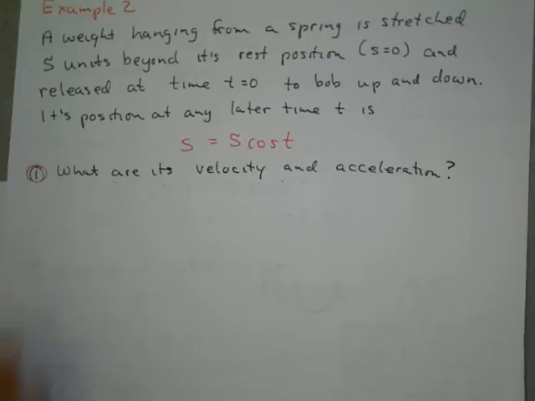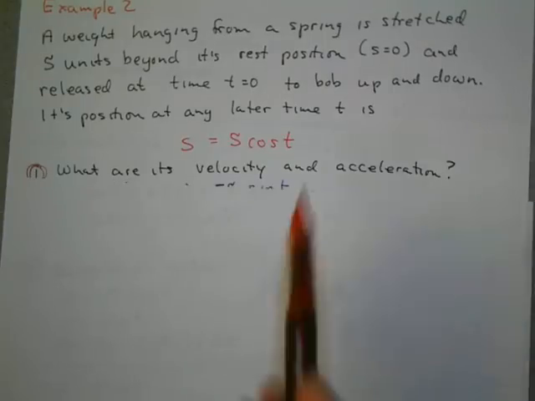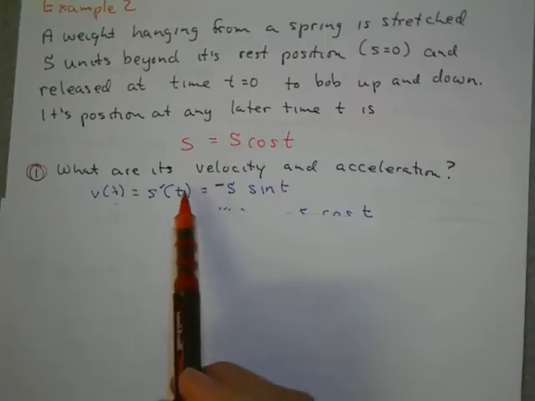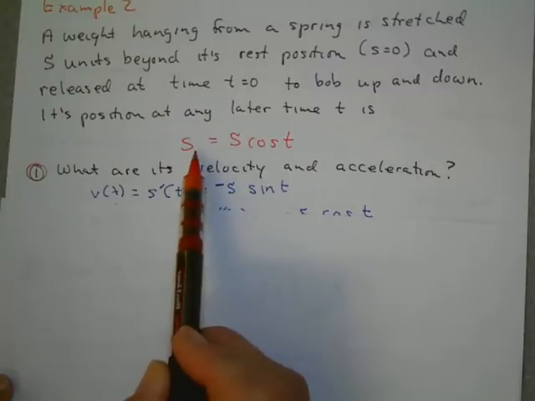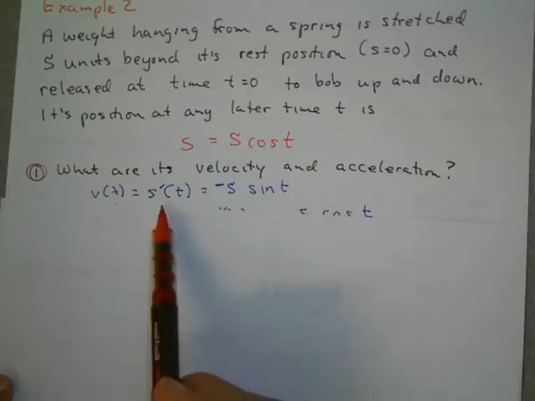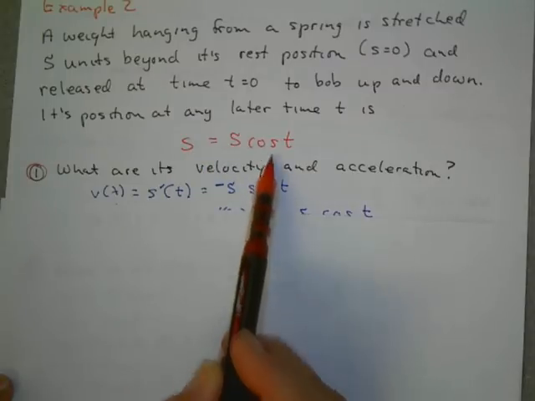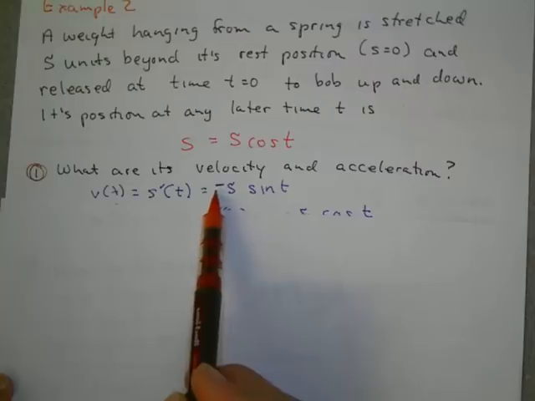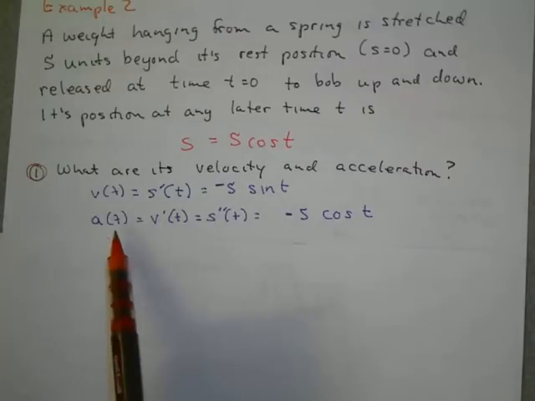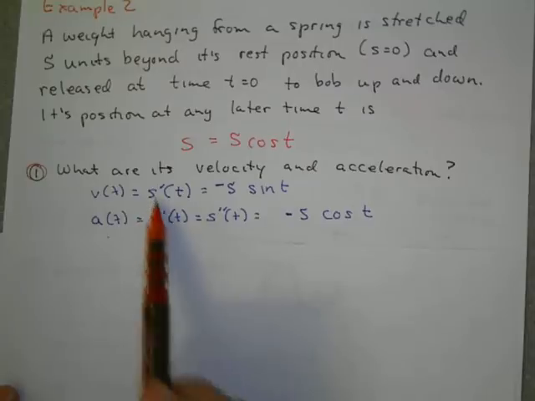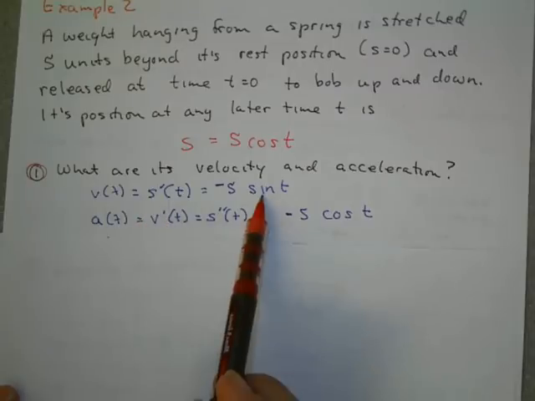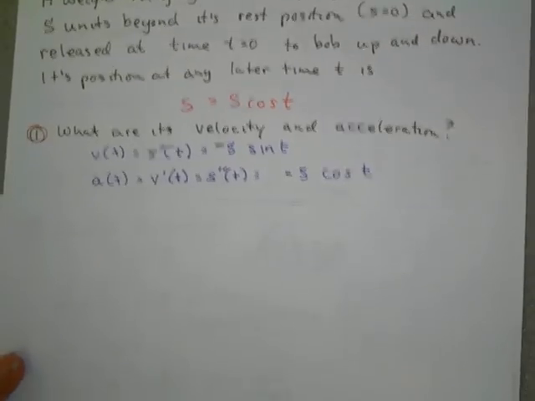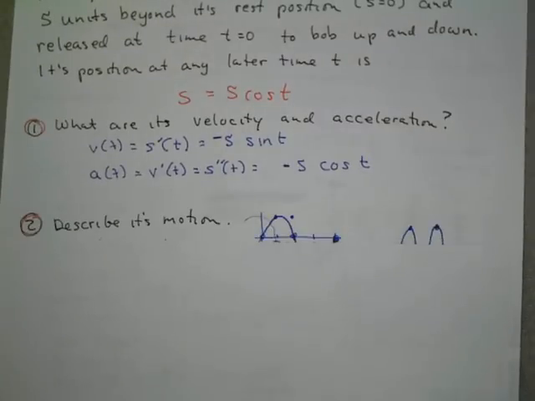So what are its velocity and acceleration? All you have to do to find those is take the derivative of the position function to get velocity. And you know the derivative of cosine is negative sine, so you have a negative velocity. And then take the derivative of the velocity to get your acceleration. Well, the derivative of the sine is the cosine, so the sign doesn't change there. We could do jerk, but we don't have to.